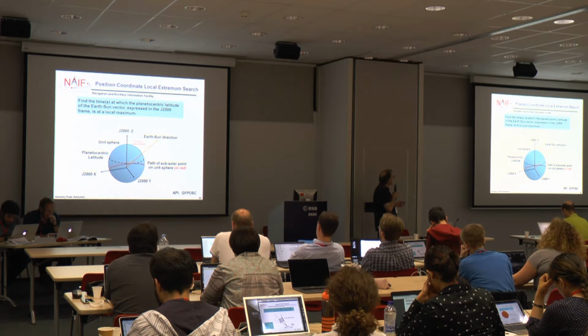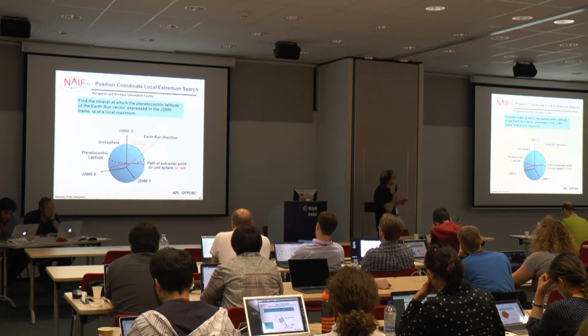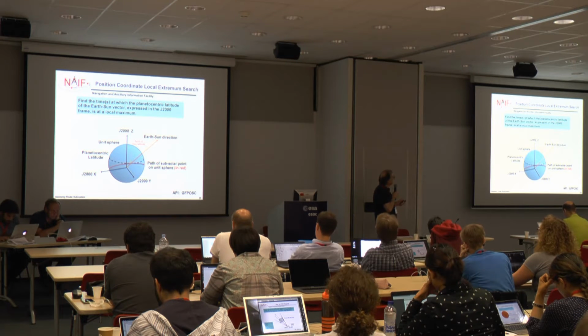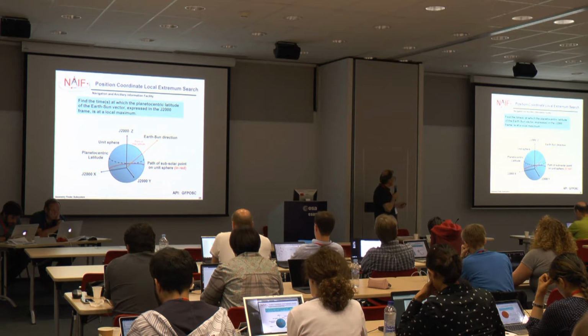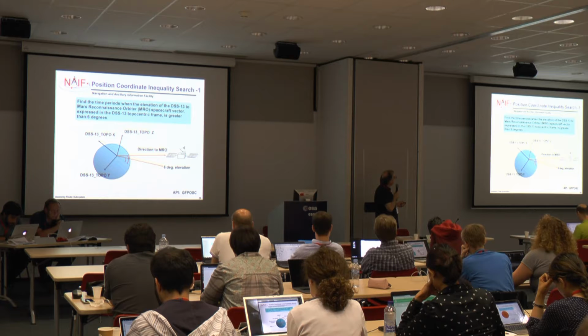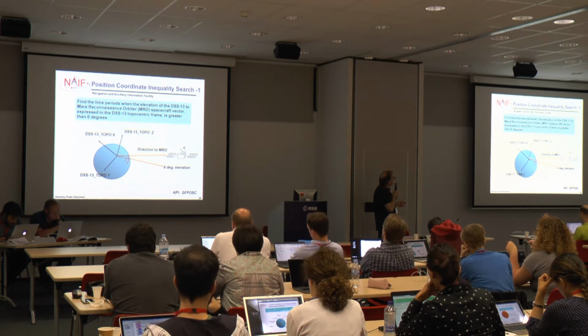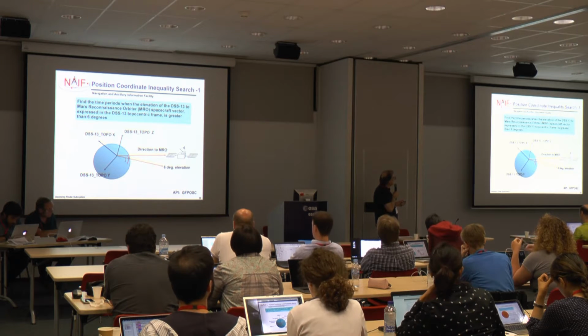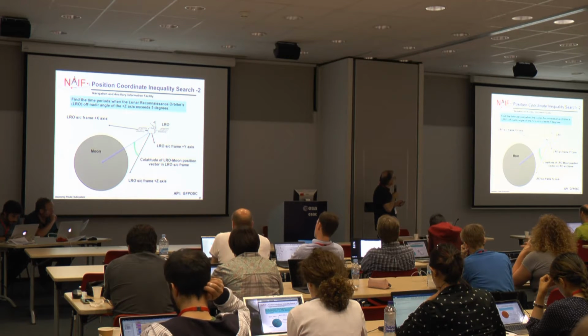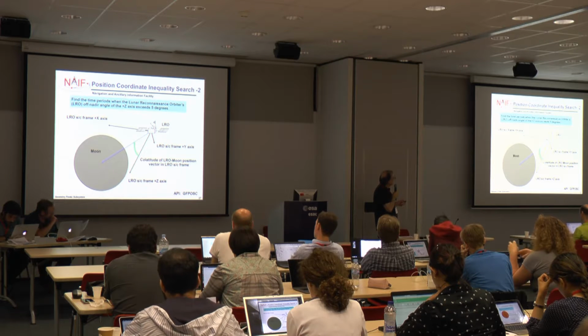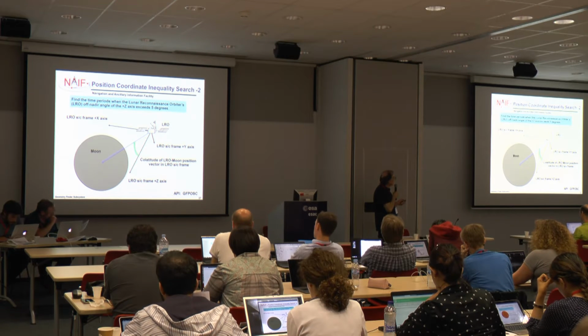You could do a position coordinate search, in this case a position coordinate local extremum search, looking for times when the heliocentric latitude of the Earth-Sun vector expressed in the J2000 frame is at a local maximum. Position coordinate inequality search, here we're looking for time periods when the elevation of the DSS-13 to MRO spacecraft vector is greater than 6 degrees. Another position coordinate inequality search, find time periods when the Lunar Reconnaissance Orbiter's off-nadir angle of the plus Z axis exceeds 5 degrees.